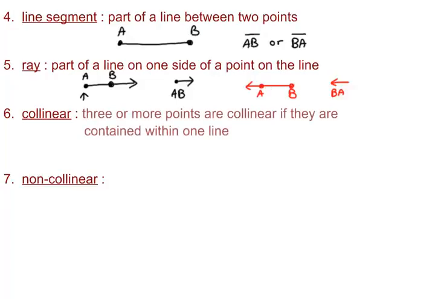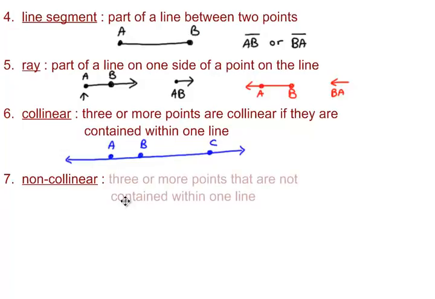Okay, next word we're going to talk about is collinear. Collinear is when we have three or more points and they are contained within one line. So basically, if I draw 3 points, A, B, and C, and if I could draw a straight line through them, that means they're collinear. Easy enough. Now, non-collinear means, hey, they're not going to land in one straight line. So non-collinear, 3 or more points that are not contained within one line.